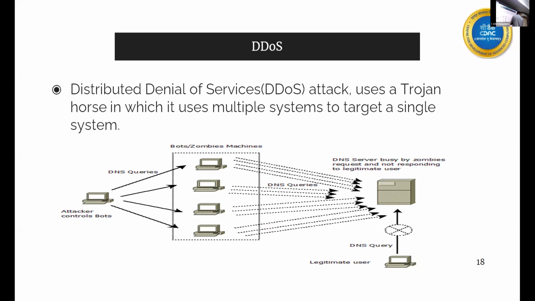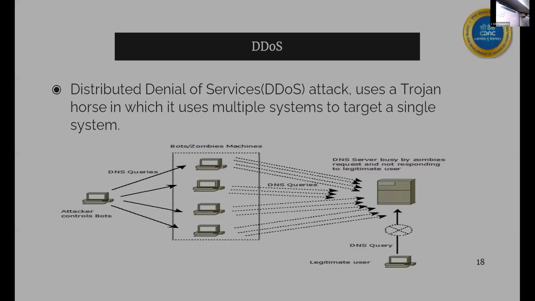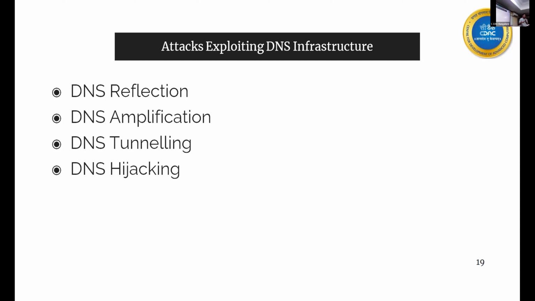Within no time, the entire bandwidth of this recursive DNS server or any authoritative DNS server will be choked, and the genuine legitimate user will not be able to get the reply from the DNS server. This kind of attack is the DoS attack, the denial of service attack. So the first category we have seen is attacks onto the DNS servers: attacks onto the clients, the recursive servers, the root servers and so on.